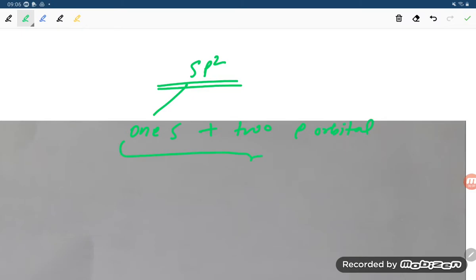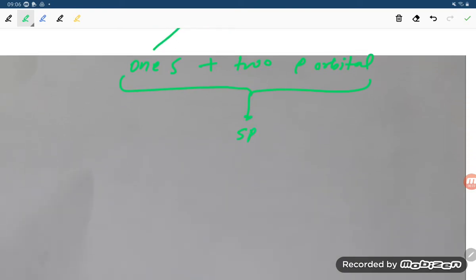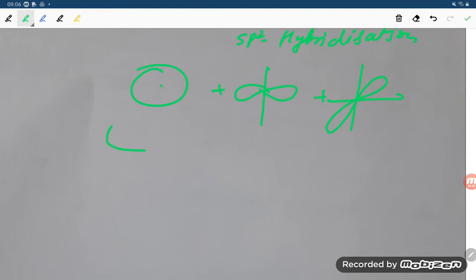Now the next hybridization is sp2. When we talk about sp2, you can see it is one s orbital plus two p orbitals. They intermix together, and they give sp2 hybridization. The s orbital is like this, and then the 2p orbitals, this is one and this is the other one.